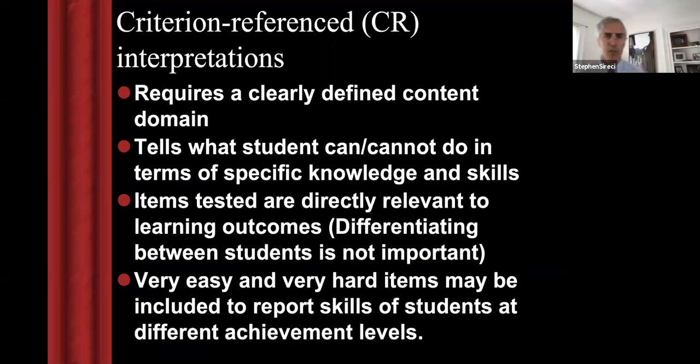So criterion reference interpretations require a clearly defined domain of content. They tell what students can and cannot do. You might see a profile of the skills that students have mastered or have not mastered. And the items are directly relevant to the learning outcomes. So differentiating between students is not important, but trying to identify what the students know and do not know is important.